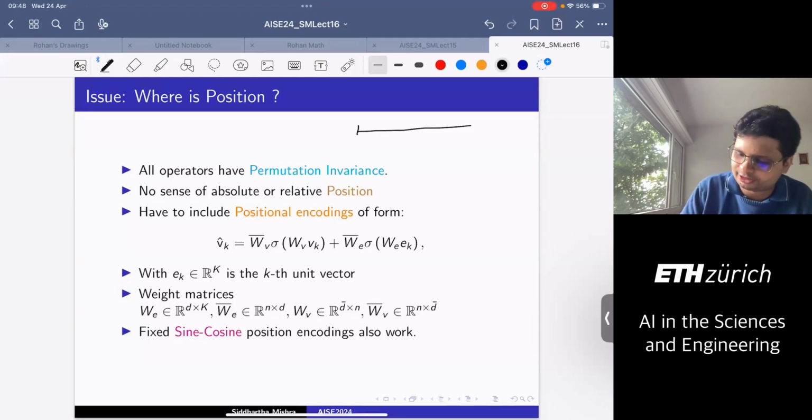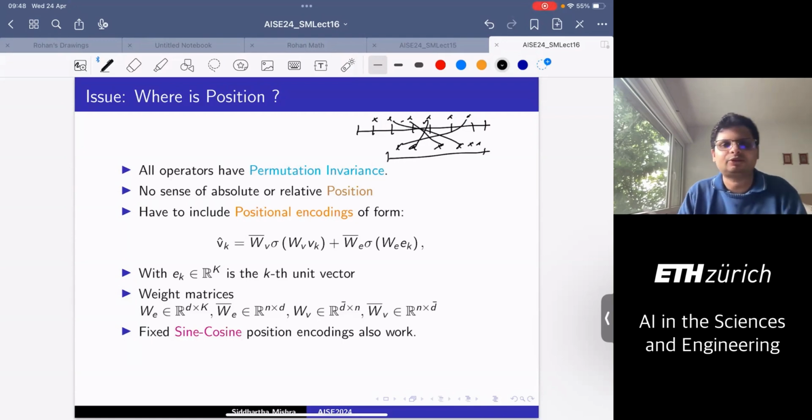So in other words, whether I give this as my input, or something else as my input, I just transpose these guys, put them in some random order. So this is meant to be permutation invariant, right? I get the same answer. So the sense of location is completely gone, right?